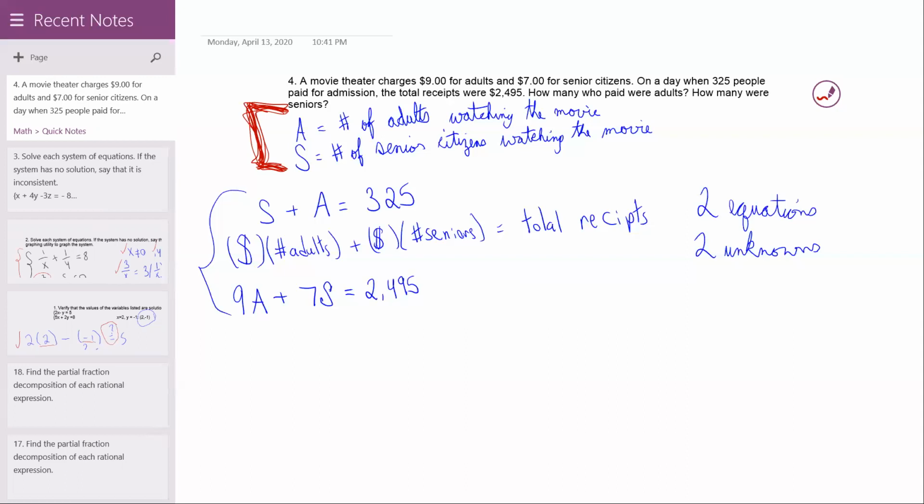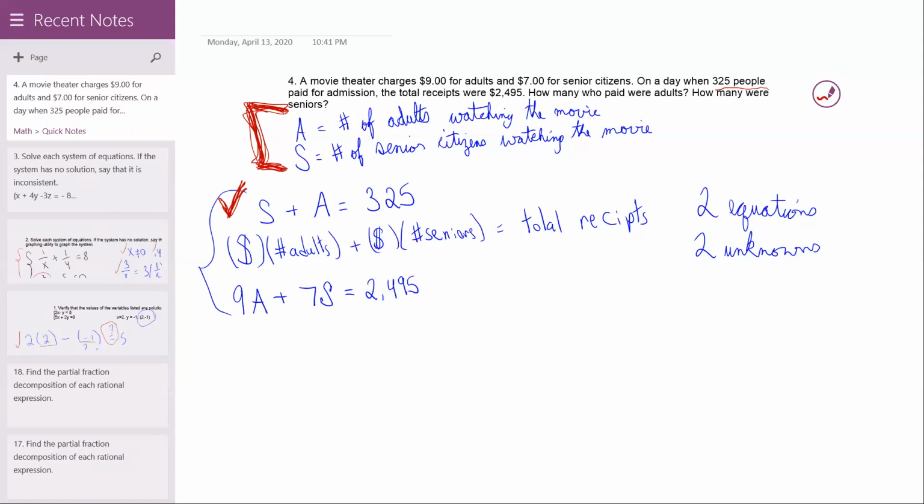So the thinking process here, when you read this question, I tend to skip the prices at first. Then I go on a day when 325 people paid for admission. Well, what were those 325 people? We were told that the only options for those people to be are either adults or senior citizens, which means right now we get this equation, that the number of senior citizens plus the number of adults must equal 325.